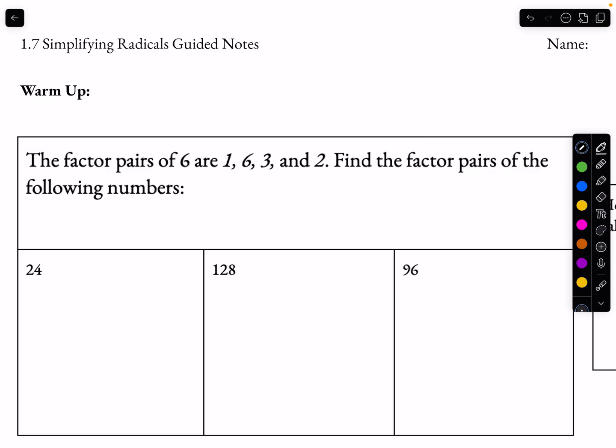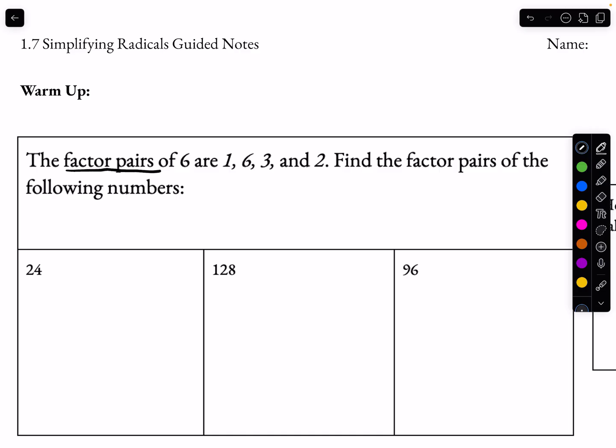This is our simplifying radicals lesson. A couple of things we need to think about: let's talk about the term factor pairs. What are factor pairs? The factor pairs of 6 are 1 and 6, and 3 and 2. Those are the numbers that you can multiply to get the number 6.